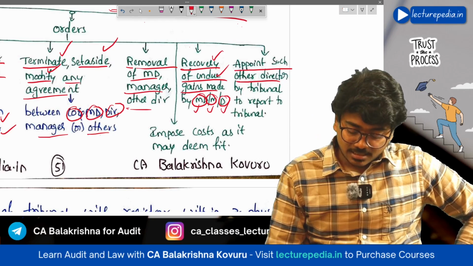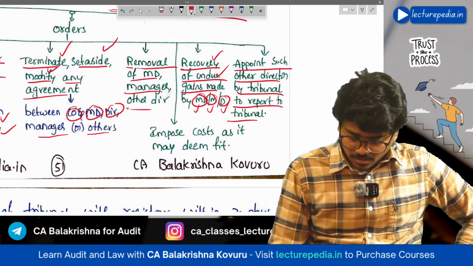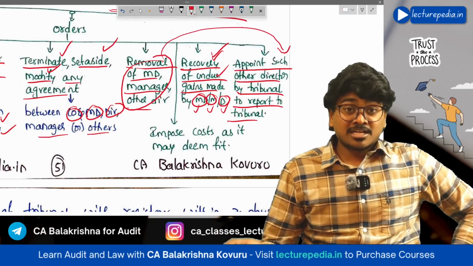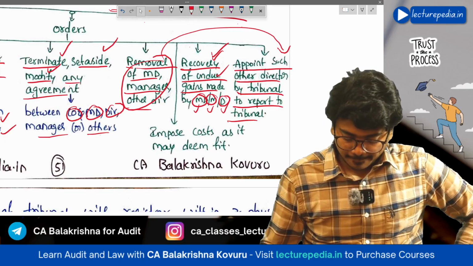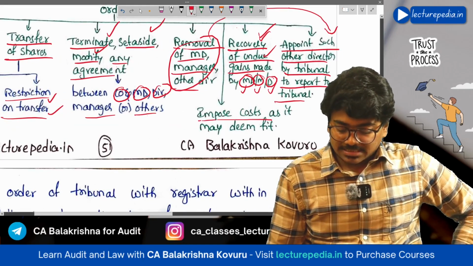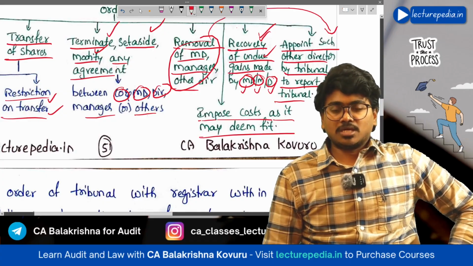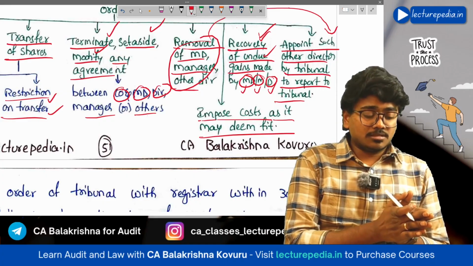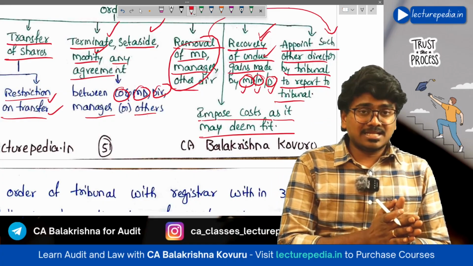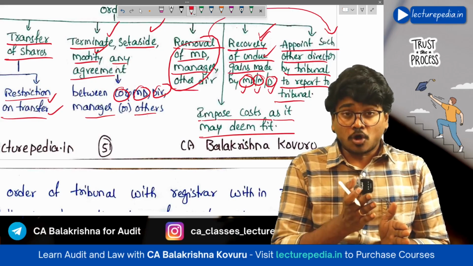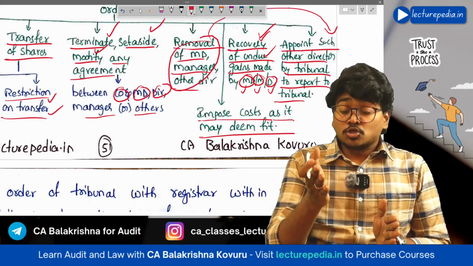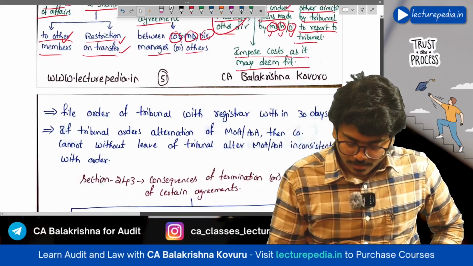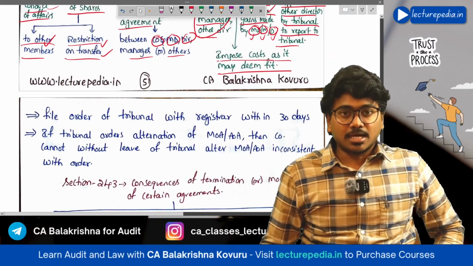Next, appoint such other director by the tribunal to report to the tribunal. Okay, it has removed the existing directors, so in their place the tribunal can appoint a new director. Next, impose costs as it may deem fit. If for filing this application with the tribunal the shareholders have incurred any expenses, the tribunal can also order the company or those directors to reimburse those expenses to the shareholders. So these are the powers that are available with the tribunal.